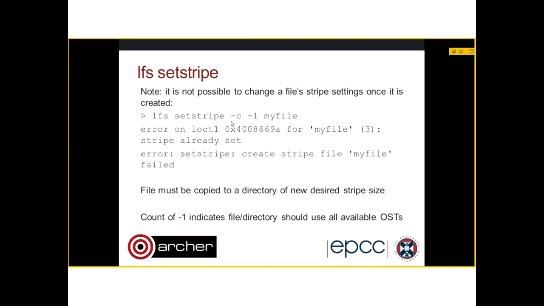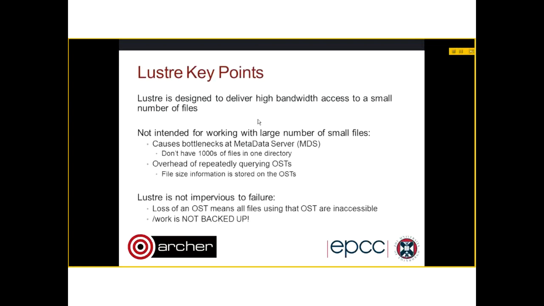And in this command, we've used setstripe -c for the count. You use -1, which just means use the maximum possible. So if you recall the slide at the beginning of the talk, depending on the file system, the maximum will be 48 or 56 OSTs.